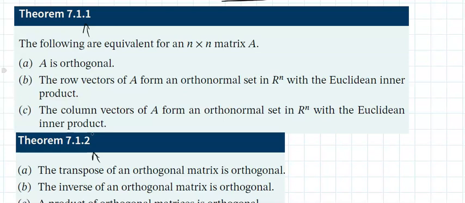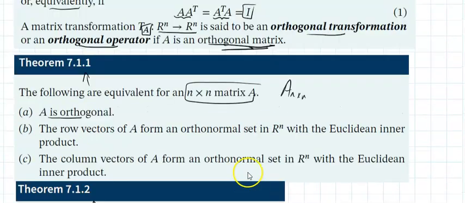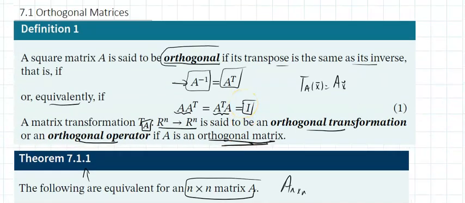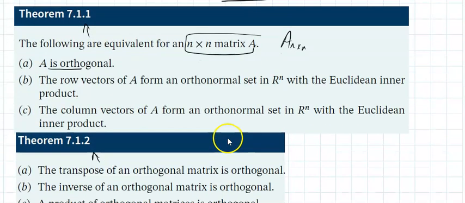The following are equivalent. Anytime you see an n by n matrix, where the number of rows equals the number of columns, we call that a square matrix. A is orthogonal. That's something we're going to check because that's really what we're looking at. If A is orthogonal, well, the row vectors of A, let's make it 2 by 2, the row vectors of A form an orthonormal set. These rows better be orthonormal.